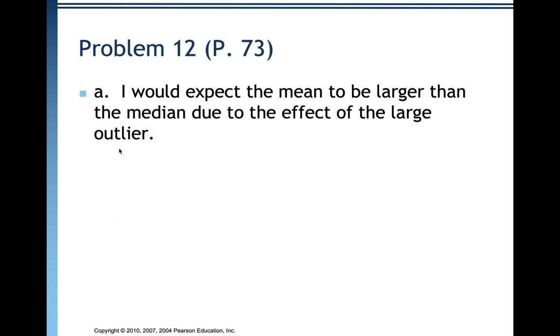Okay, so for part A, I would expect the mean to be larger than the median due to the effect of the large outlier. Okay, so if there's an outlier, it's going to pull the mean toward it. So if there's a large outlier, the mean's going to be larger than the median. If there's a small outlier, the mean will be smaller than the median.